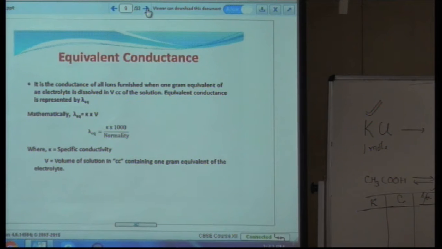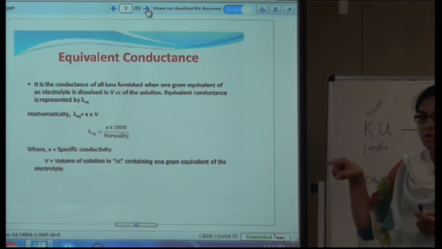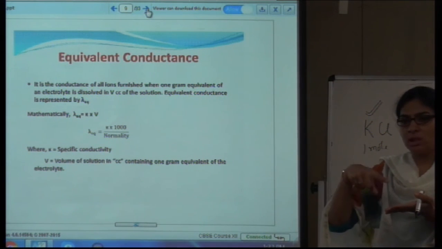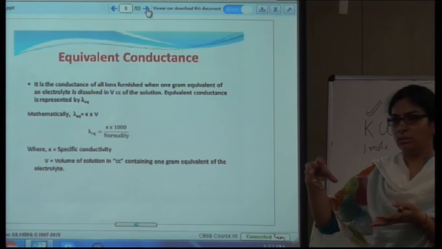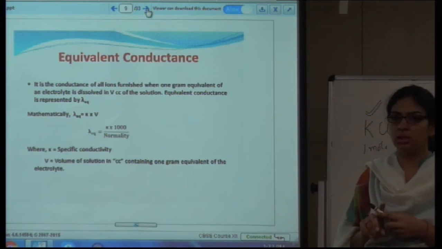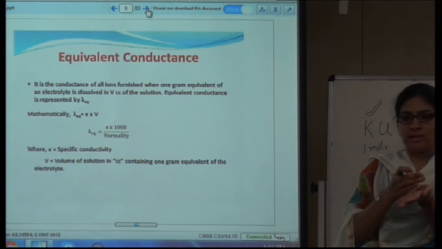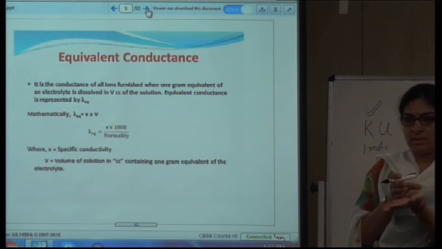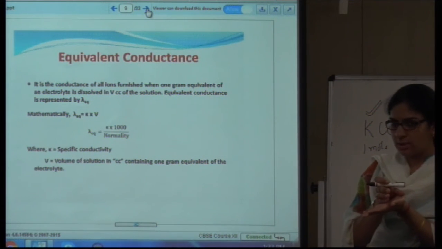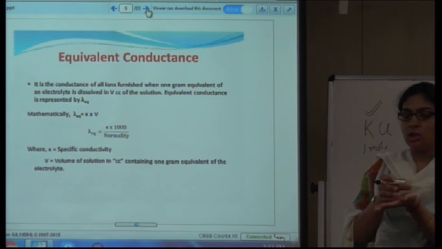If you dilute that solution to V liters, say from 1 liter, then a factor of 1000 comes in, right? It is because normality is what? Gram equivalents per liter. That is why liter goes in the numerator. So simple thing, you take 1 cc of solution, you call it specific conductance.